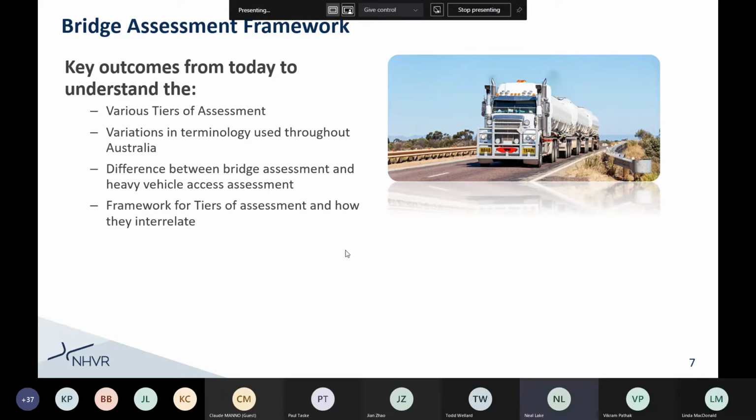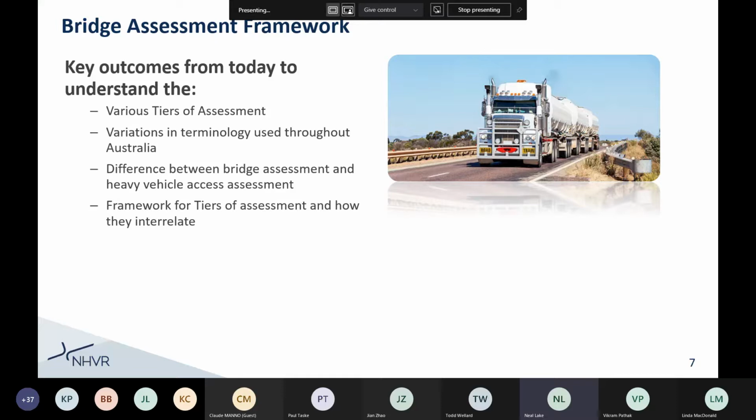So what do we want to achieve today? The key things that I really want to go through is to start to understand, I guess, what the various tiers of assessment are that are used within Australia. And it's important to understand that the terminology that's used throughout Australia can vary quite significantly. And it's important to get across that. So I do want to cover that.